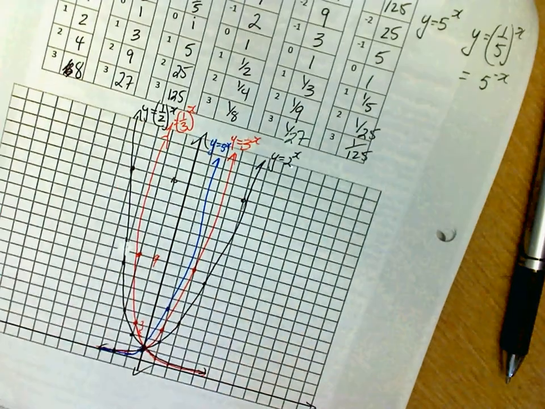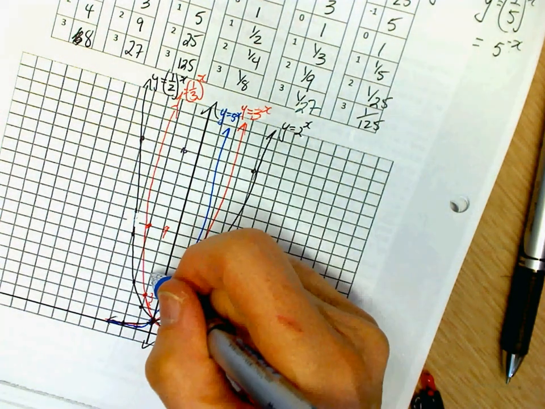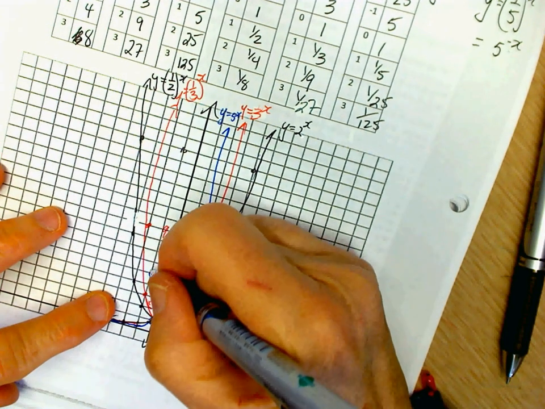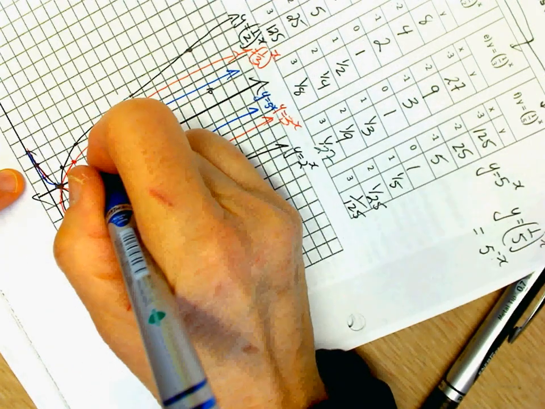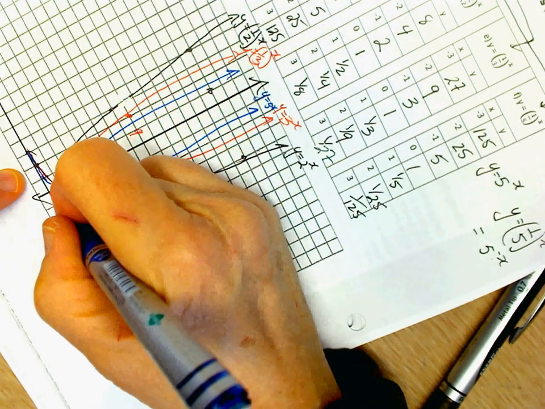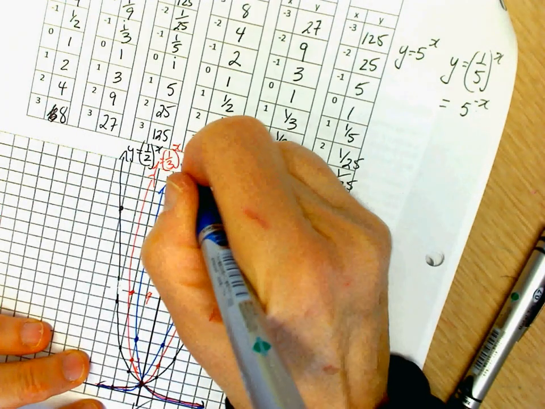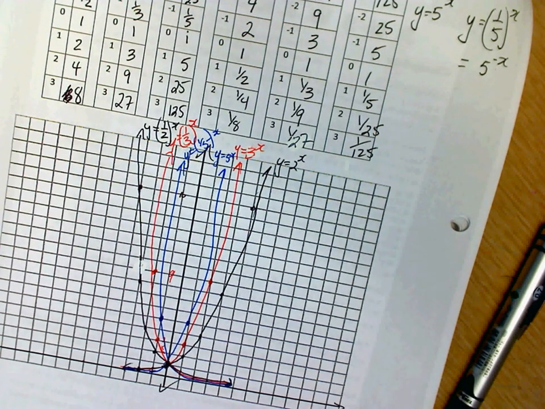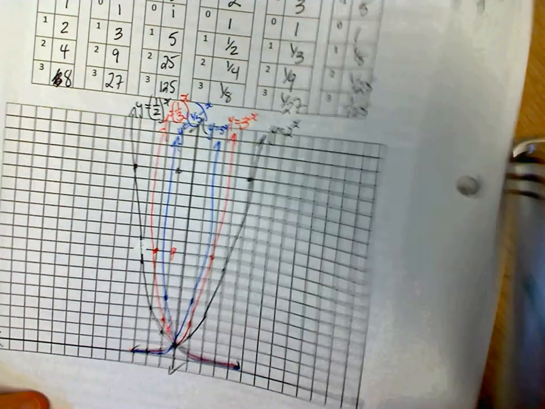And let's do the blue one. And that's y equals 1 over 5 to the x. I labeled them a little bit squishy, but I think you can figure that out. Are we okay with that? Notice it always passes through 0, 1.